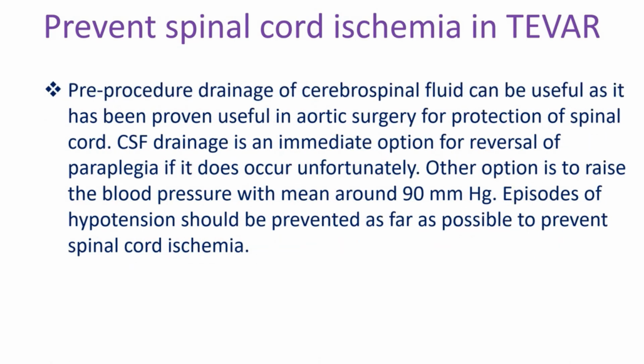Pre-procedure drainage of cerebrospinal fluid can be useful as it has been proven useful in aortic surgery for protection of spinal cord. CSF drainage is an immediate option for reversal of paraplegia if it does occur, unfortunately. Other option is to raise the blood pressure with mean around 90 millimeters of mercury. Episodes of hypotension should be prevented as far as possible to prevent spinal cord ischemia.